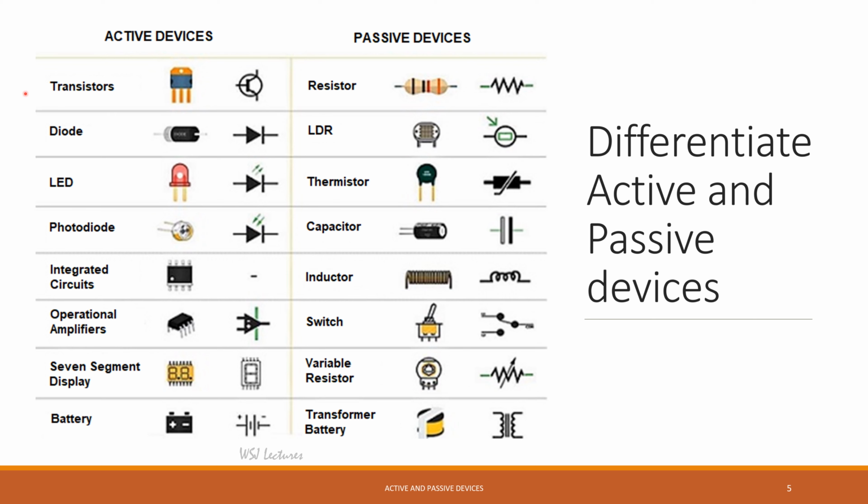So, different examples of active and passive devices. The active devices are transistors, diode, LED, photodiode, integrated circuits, operational amplifier, 7-segment display, battery. Some examples for passive devices are resistors, LDR, thermistor, capacitor, inductor, switch, variable resistor, transformer, battery.